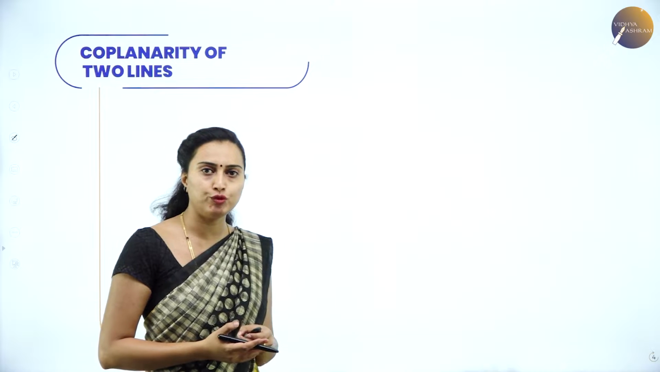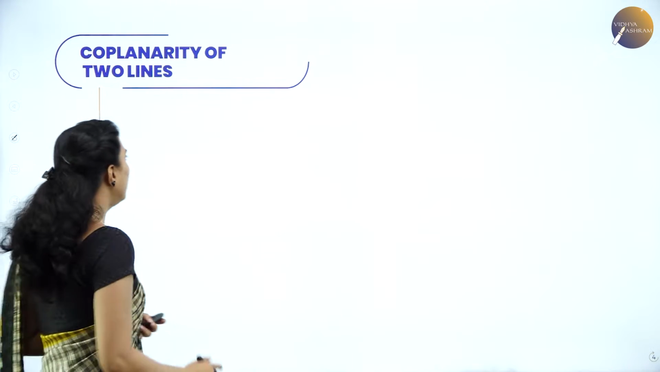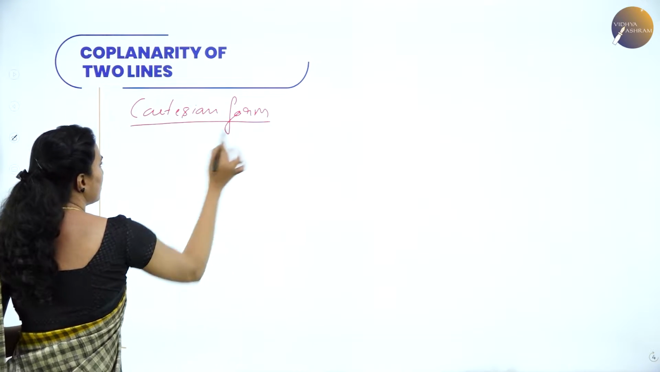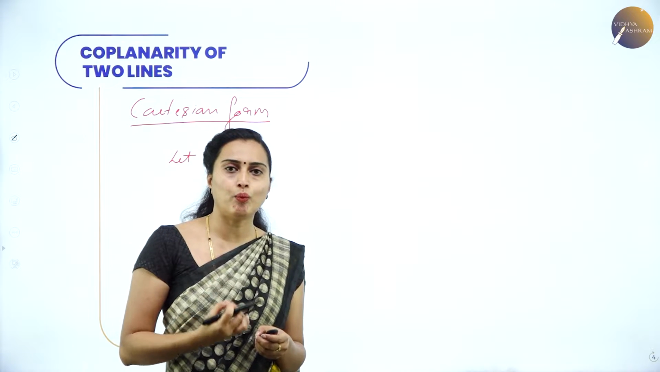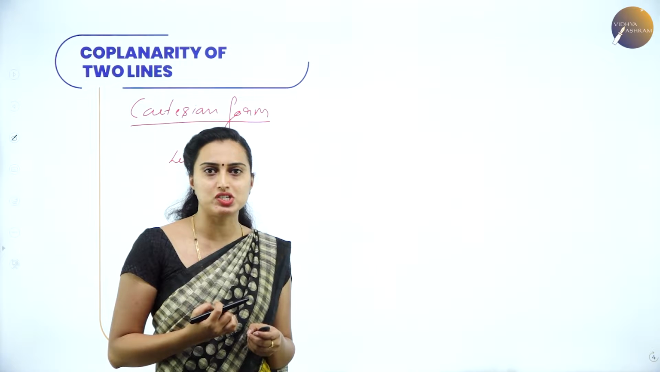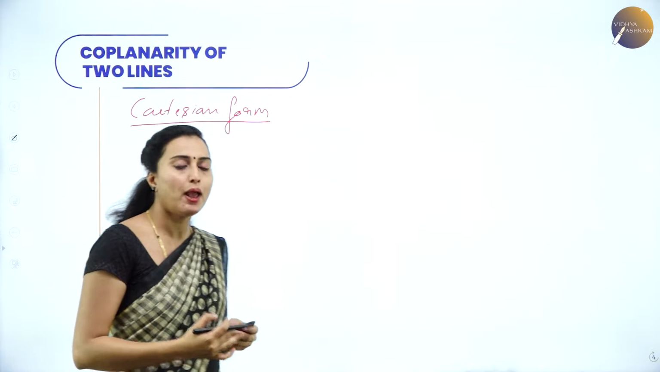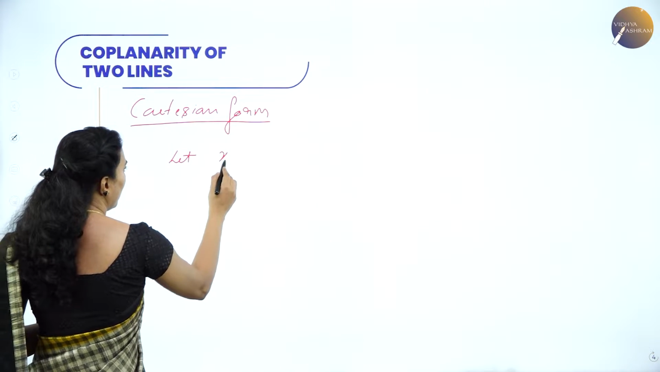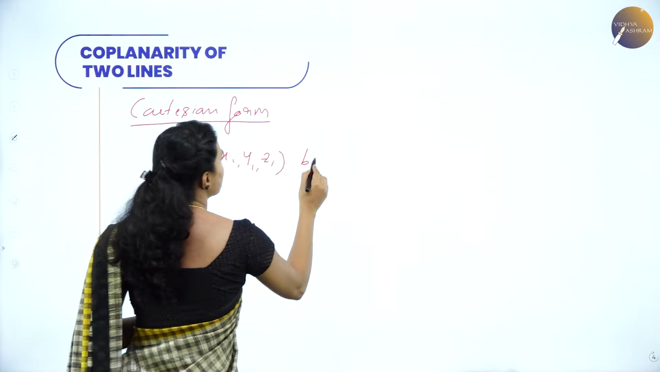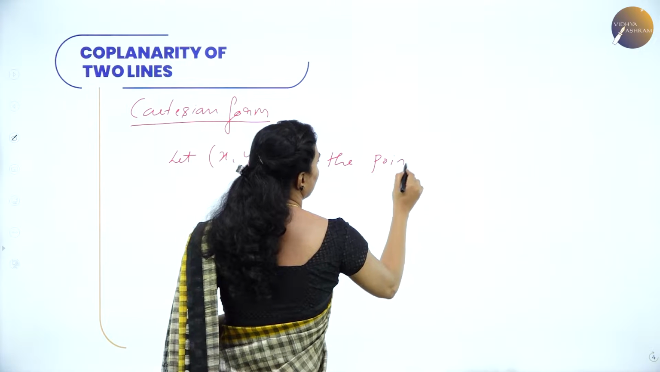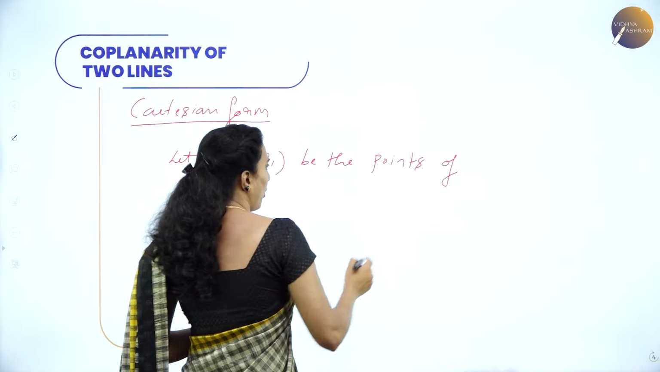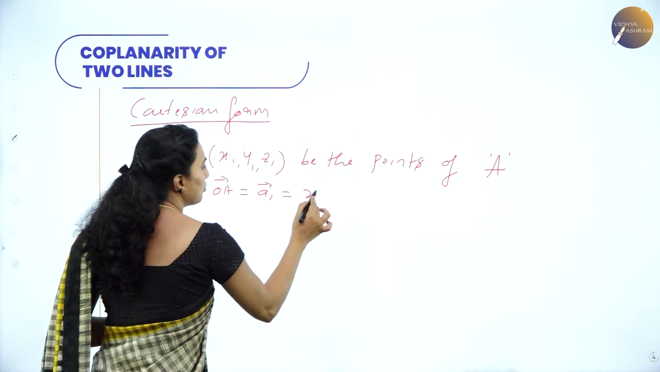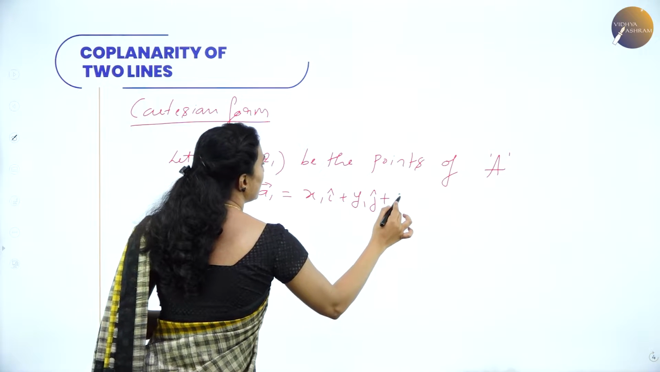For the Cartesian form, I have to take the coordinates of the position vectors. So let x1, y1 and z1 be the coordinates of the position vector A1 vector, and x2, y2, z2 be the coordinates of the position vector OB vector, which is A2 vector. So consider, let x1, y1, z1 be the coordinates of a point A. Therefore, you can have OA vector equal to A1 vector equal to x1 i plus y1 j plus z1 k, right?